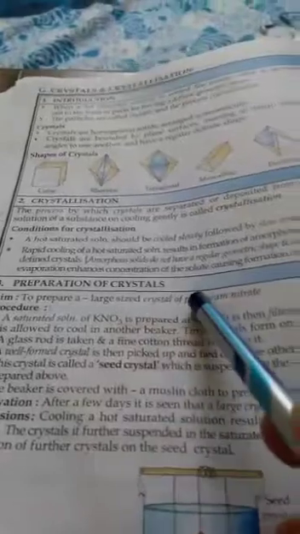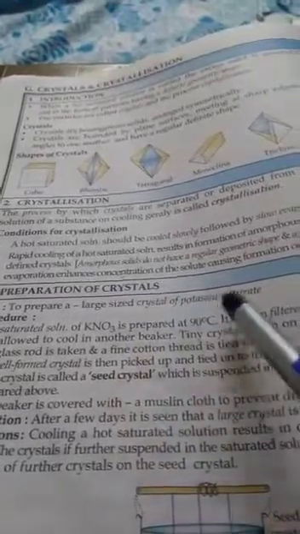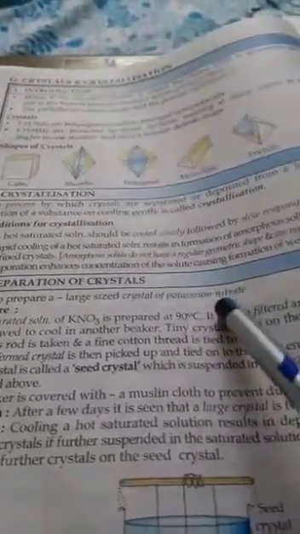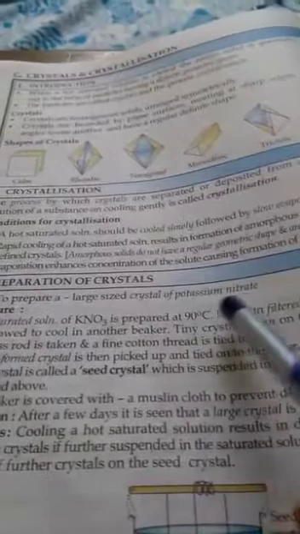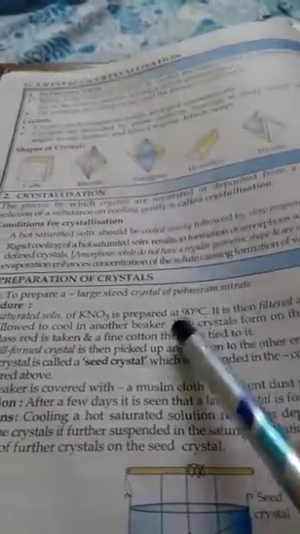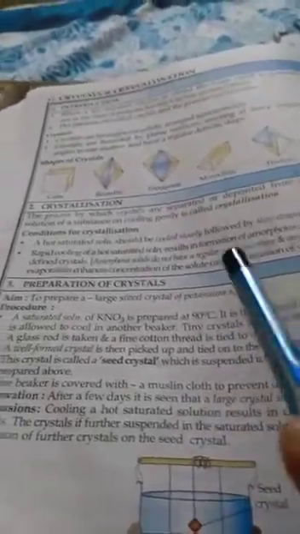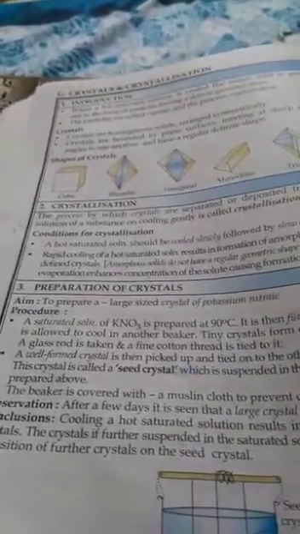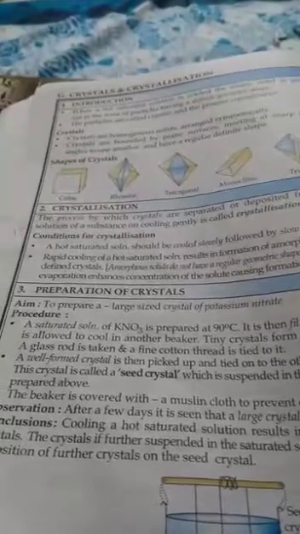Now preparation of crystals. One example is given here: preparation of large size crystals of potassium nitrate. Because we have to prepare crystals of potassium nitrate, first of all we have to prepare its saturated solution. So first we will prepare a saturated solution of potassium nitrate at 90 degrees Celsius, and then we will filter that solution so that any impurity gets removed. Now we will take the filtrate in the beaker and allow the liquid to cool down. On cooling, you will get crystals of potassium nitrate.